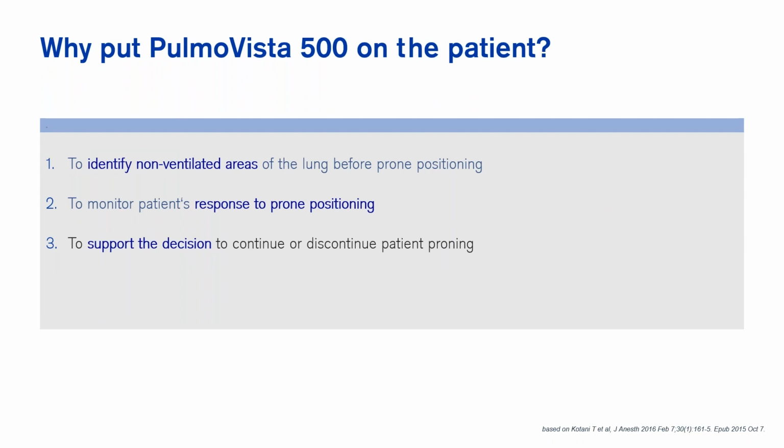And basically, they used a PulmoVista to identify the non-ventilated areas of the lung, to monitor the patient's response to prone positioning, and to support the decision to continue or discontinue patient proning. So basically, they wanted to see if this patient in particular would benefit from proning.